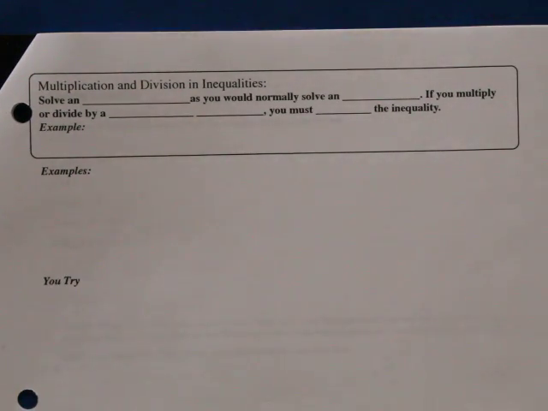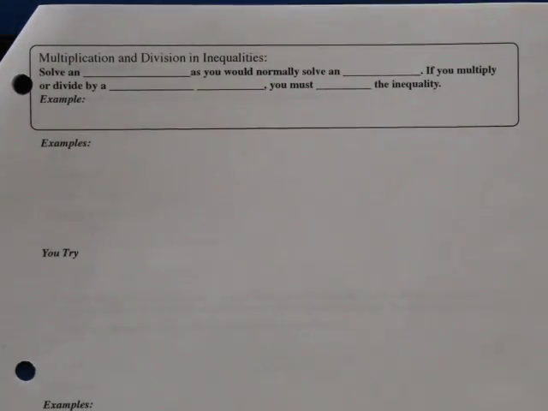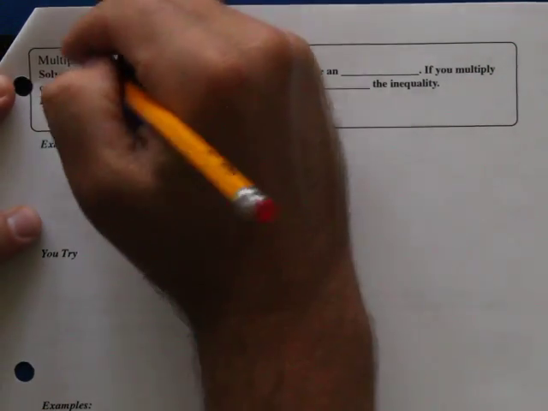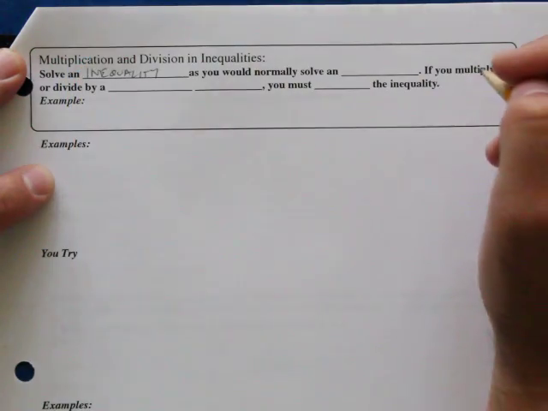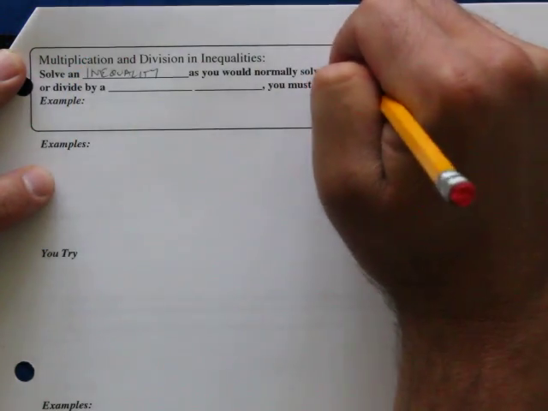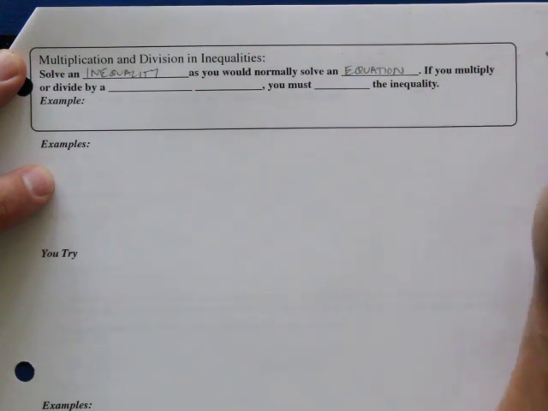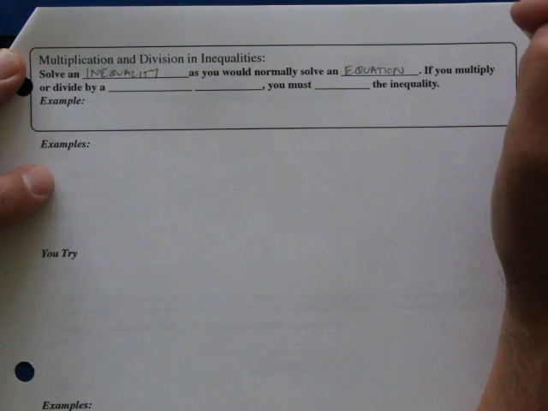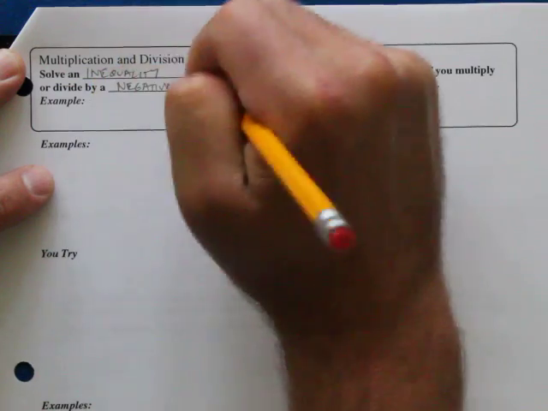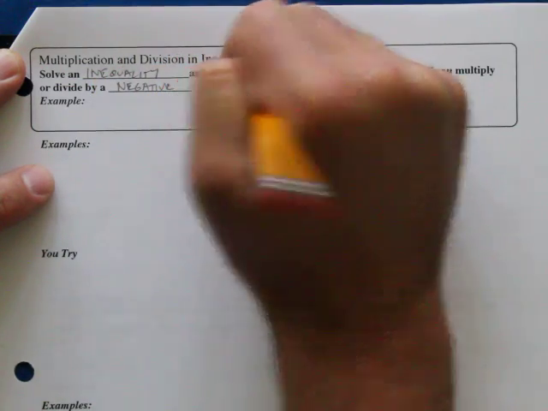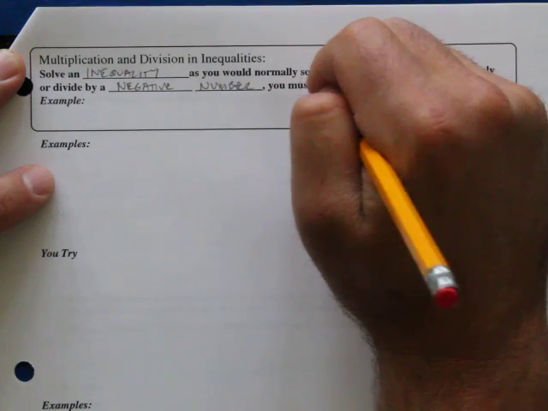Now, let's go to the next slide. And now we are looking at multiplication and division in inequalities. Solve an inequality as you would normally solve an equation. An equation has an equal sign in it. If you multiply or divide by a negative number, you must flip the inequality.